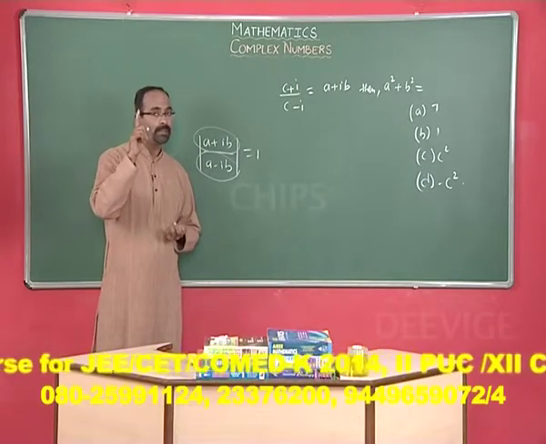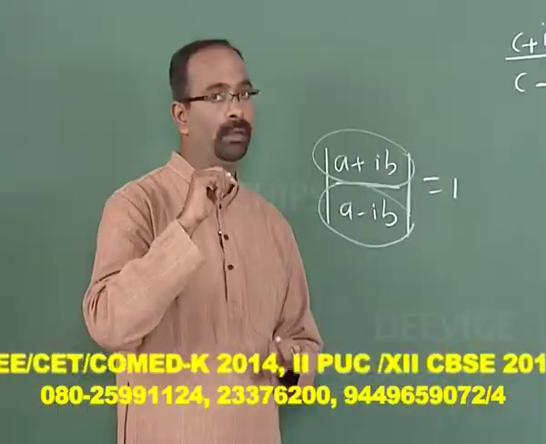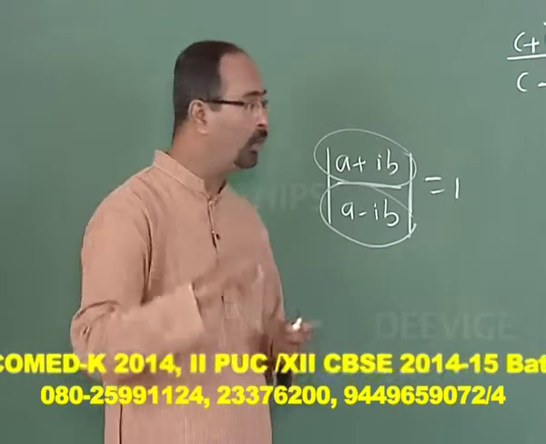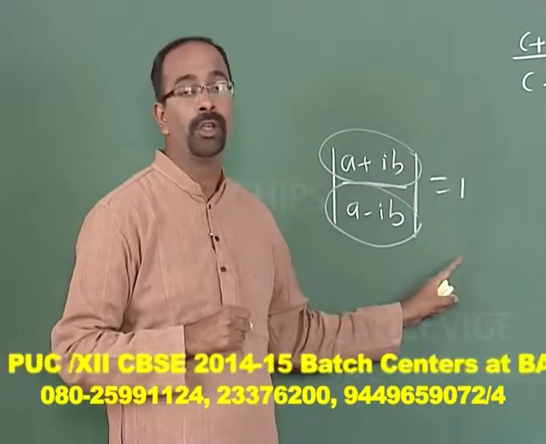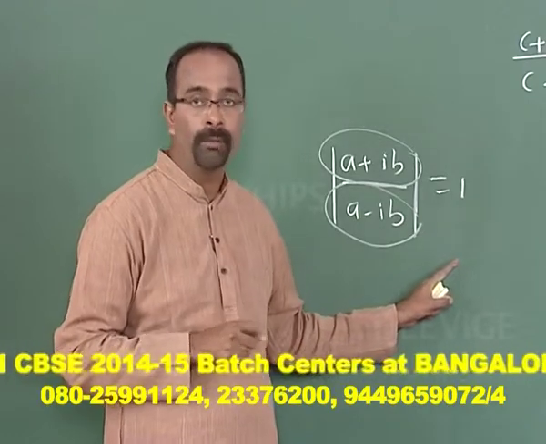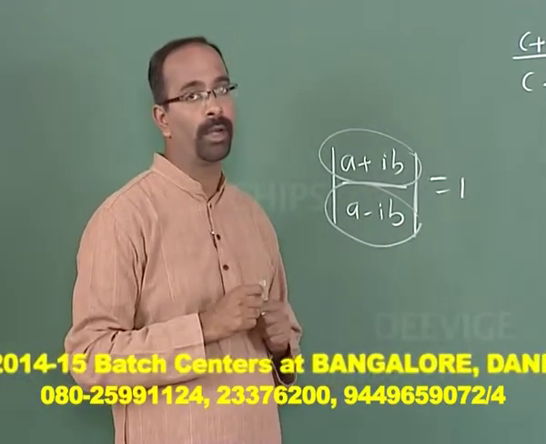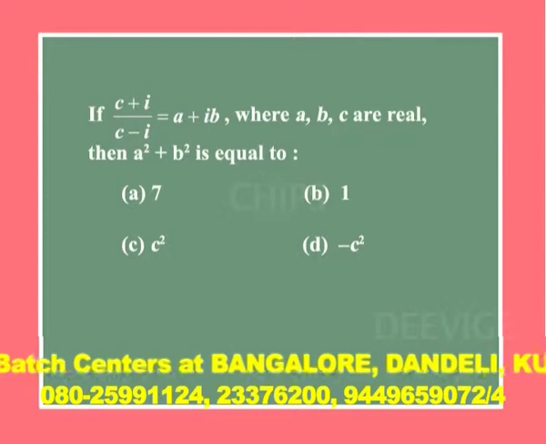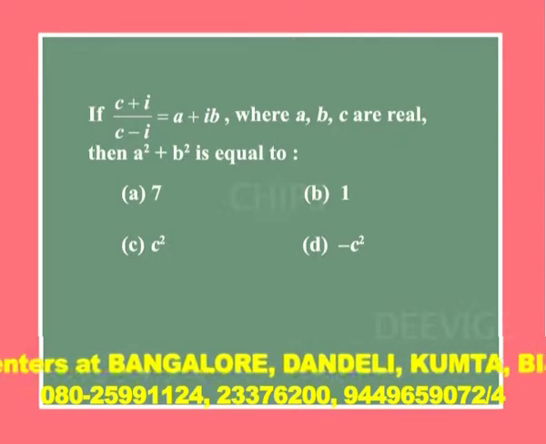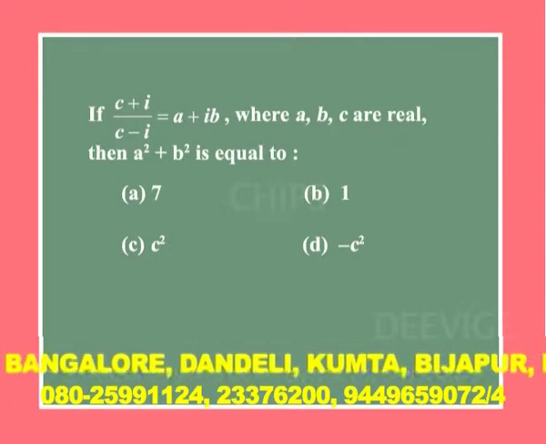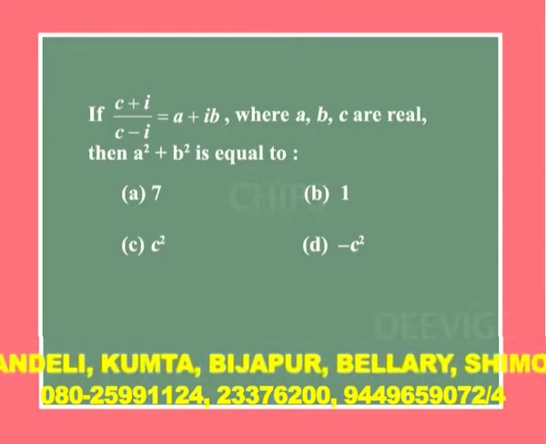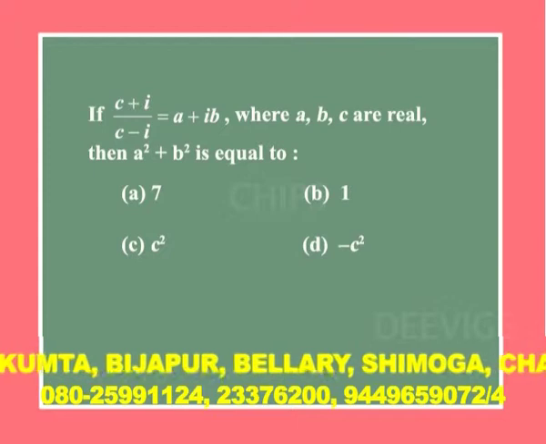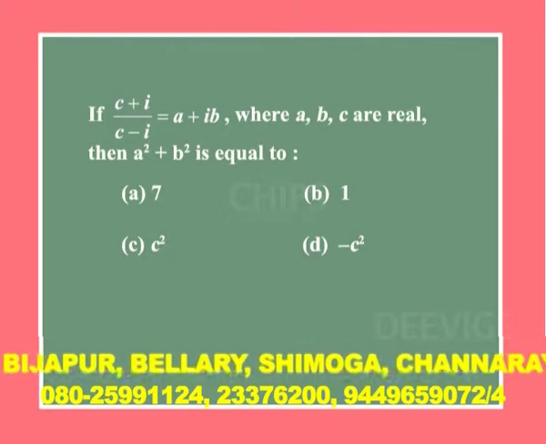There is a problem similar to this. Before taking up the problem, let me tell you, (a + ib)/(a - ib) is always unimodular. Unimodular means the modulus is always equal to 1. The problem is like this: if (c + i)/(c - i) is equal to a + ib, where a, b, c are real, then what is a^2 + b^2 equal to?